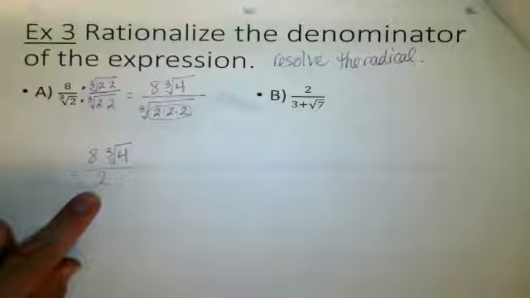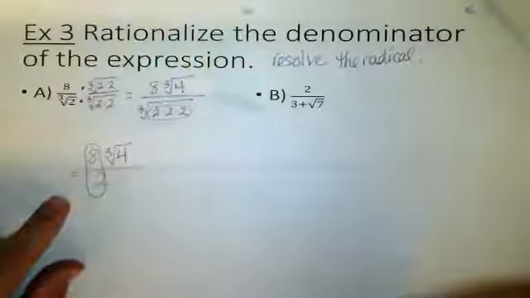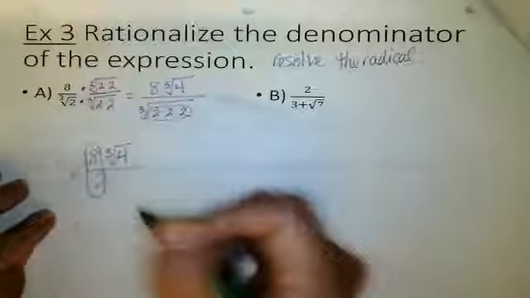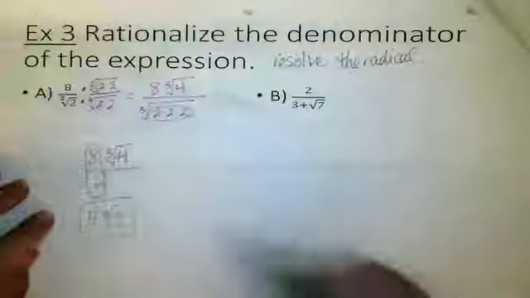This is a great answer, but what's wrong? It's not reduced. So here we have some regular old plain numbers. 8 and the 2 reduced to a 4. So 4 cubed roots of 4 is a fantastic answer.